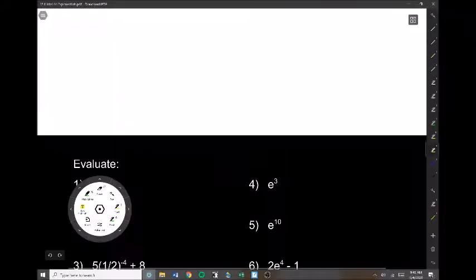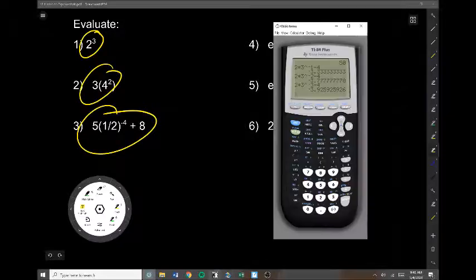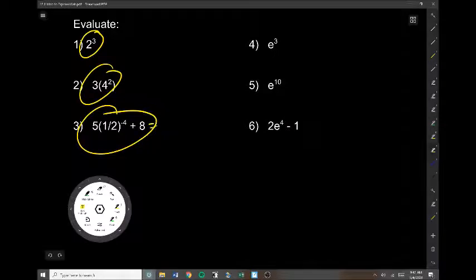I want to real quick talk about evaluating. I just showed how to do this, right? Like all three of these you can just do by typing them into your calculator. 5 times 1/2 to the -4 plus 8. So this would come out to 88.